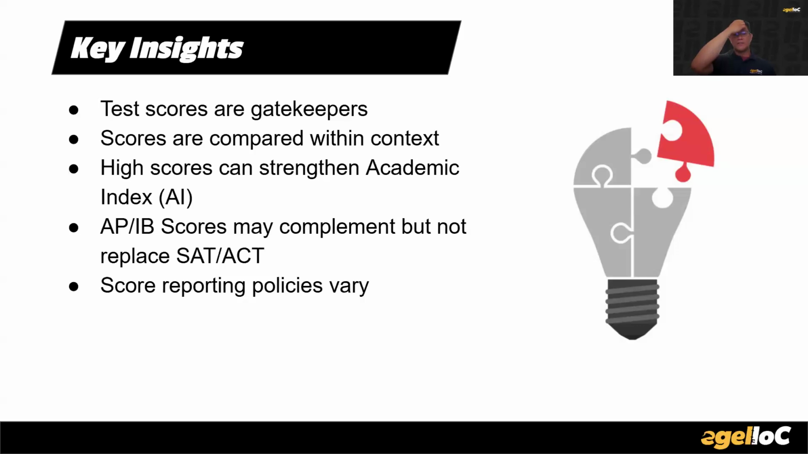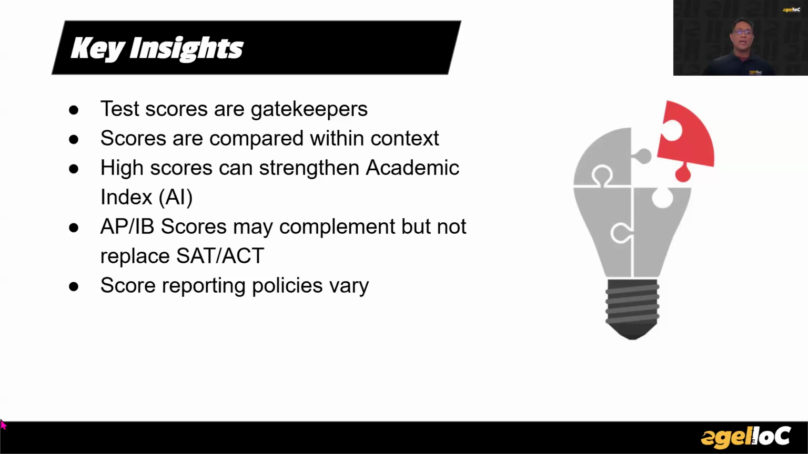Now, scores are also compared within context. So, admissions officers will evaluate scores in the context of the high school, the curriculum rigor, and access to preparation. So, for example, a 1350 SAT from a Title I high school may carry more weight than a 1450 from an elite prep school because, again, they're looking at the resources that are available for that student. Okay, and so still the holistic review, as I mentioned, is still part of it.